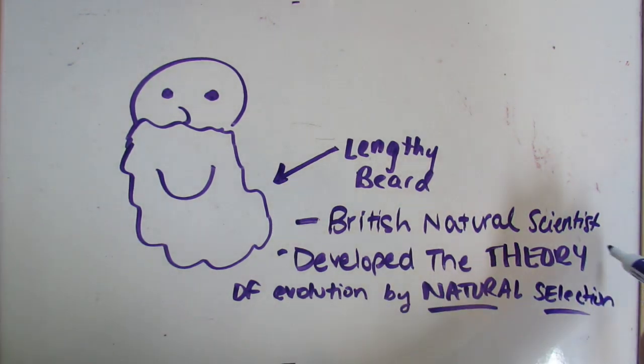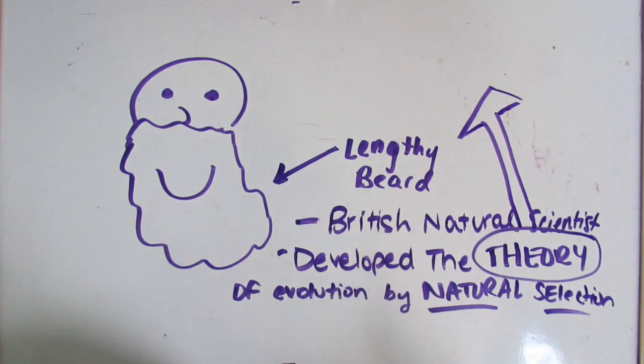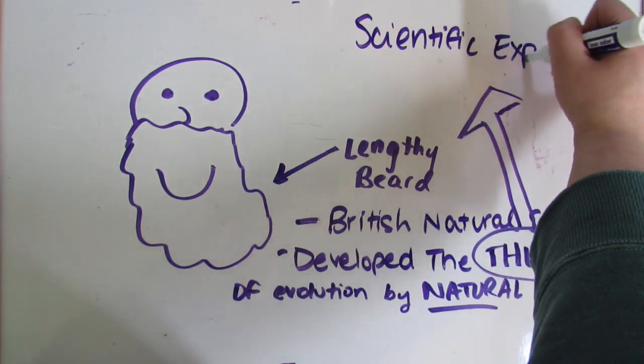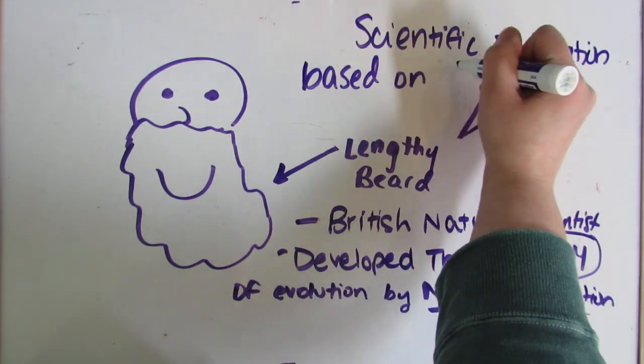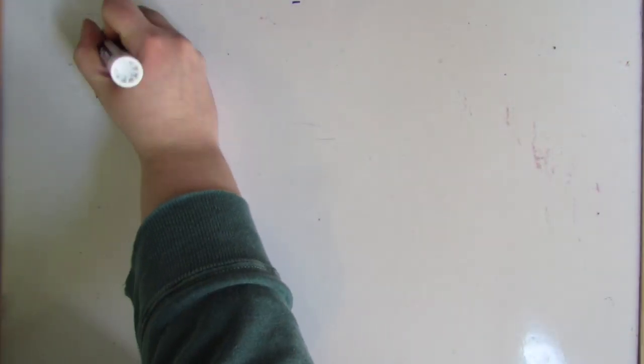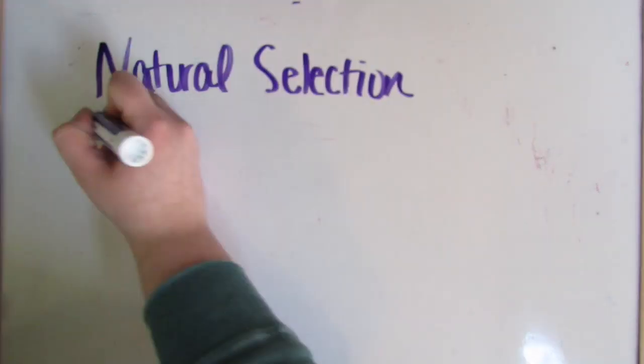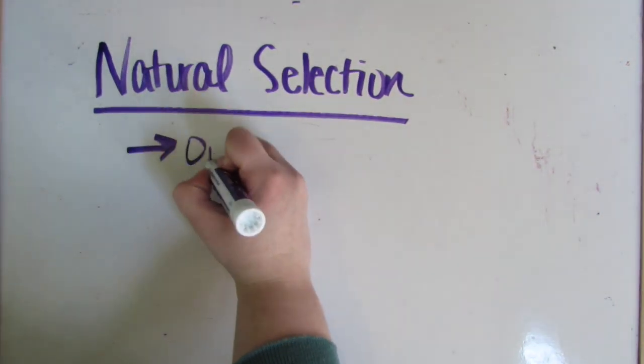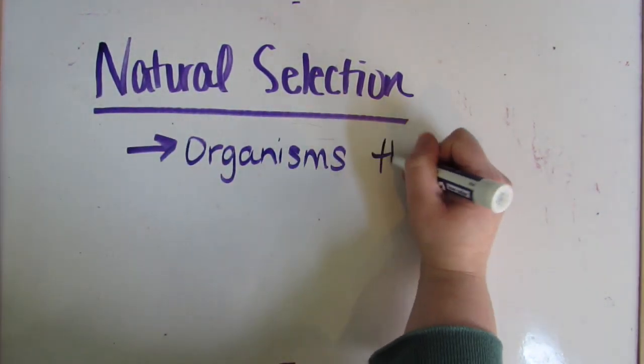And when we say theory, a theory is not just a guess. A theory is a scientific explanation based on evidence. It's not a guess. A theory is a real thing that required a lot of research to develop. Darwin's theory of evolution is based around the concept of natural selection.